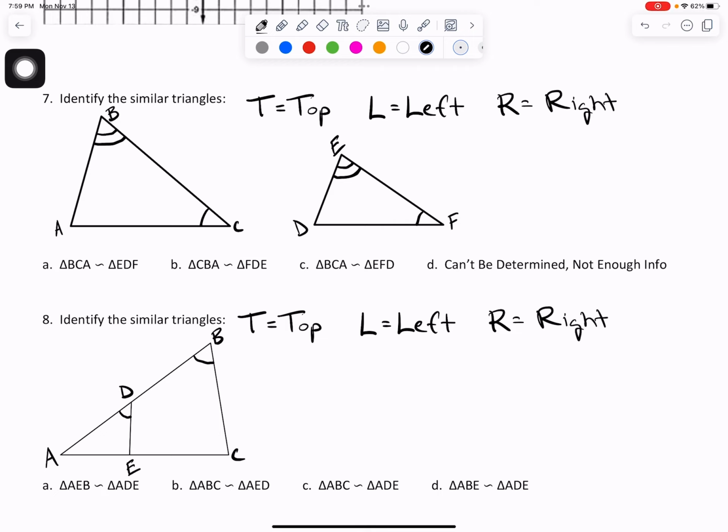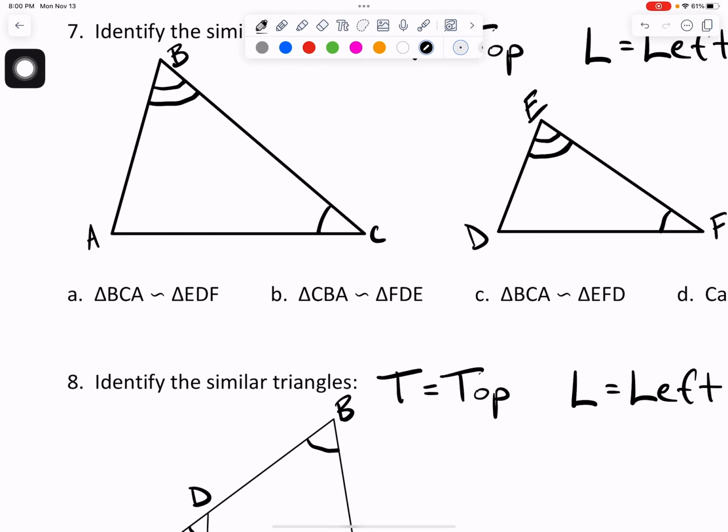All right, so let's just go ahead. It's asking us to identify the similar triangles. All right, well, let's take a look. Triangle BCA. Well, B is represented by a T because it's on top. So right above our B, I'm just going to put T. Now, it says C, and our C goes to the right side. So I'm going to put an R over it, which makes our A our L. We have TRL. All right, triangle EDF.